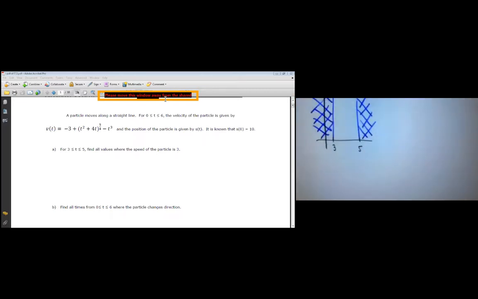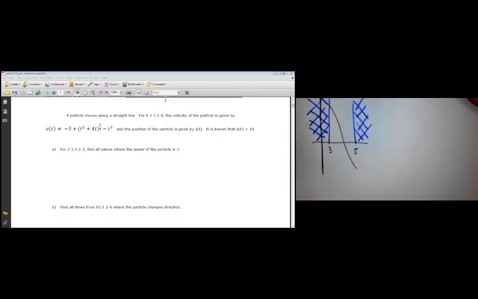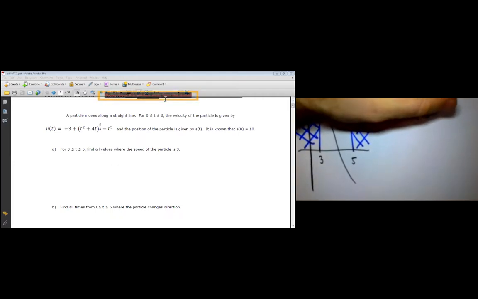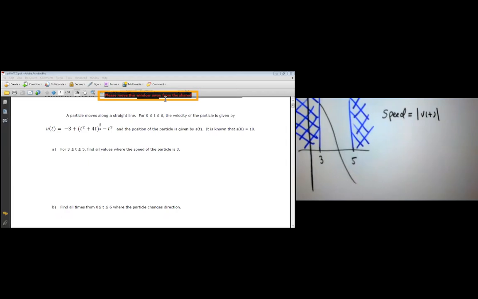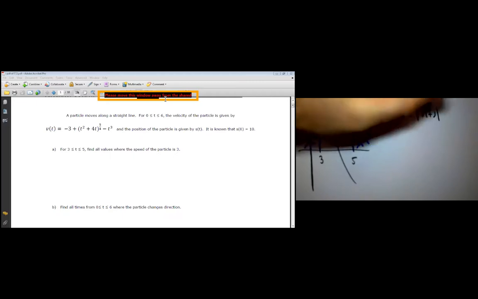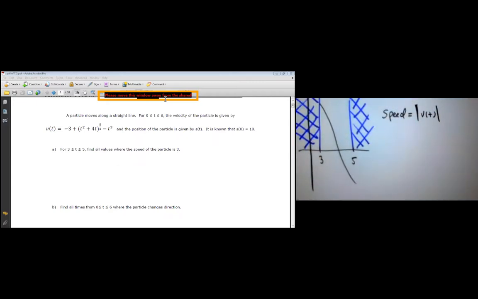Okay, so then you're going to graph v of t, and we want to know where the speed is 3. I'm just making this graph up, I have no idea what it looks like, but we'll say that's your graph. If you want to know where the speed is 3, we want to make sure that we know that speed is the absolute value of velocity. So if speed is equal to the absolute value of v of t, it's important that you note that it's absolute value, right? It means we can have two different types of answers.